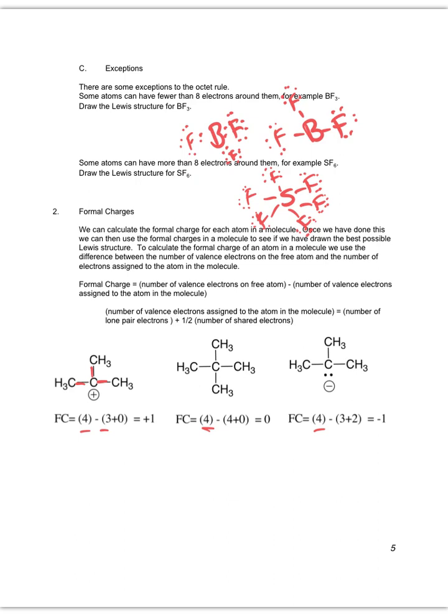In the center one, we have 4 minus 4 for bonds, no lone pairs again, so 4 minus 4 is 0. So our center carbon in the middle one has a formal charge of 0. And the last one here, we have a carbon with 3 bonds.